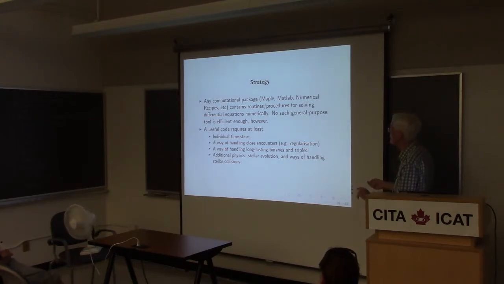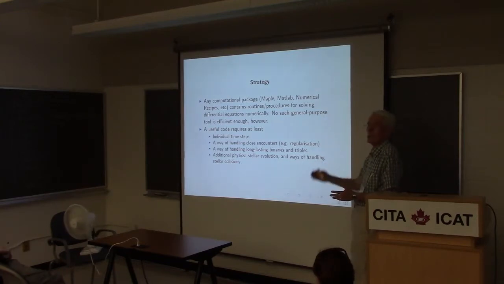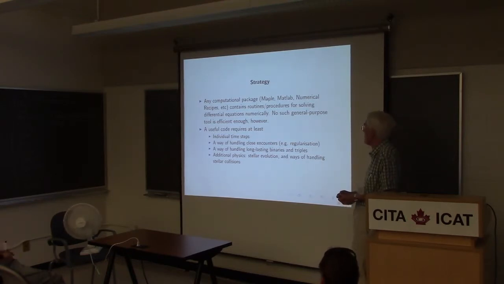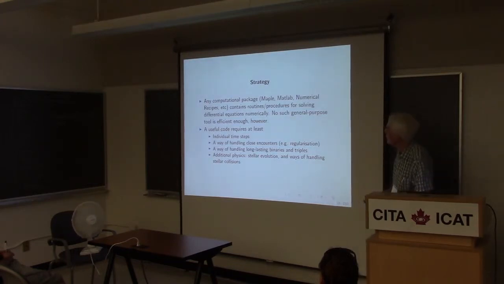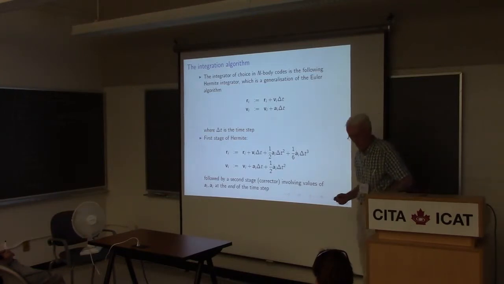In partnership with that, you've got to find some way of handling long-lasting binaries. Otherwise, you're always doing close encounters and you're frozen solid. Anybody who's tried one of these things will have this experience that it marches along nicely and then suddenly comes to a stop. The reason is that it's trying to do something too difficult, and you have to devise ways of allowing the code to step over the problem efficiently and accurately. And then, of course, you've got to add additional physics if you're doing star clusters, such as stellar evolution. So general purpose packages are not good for doing this research.